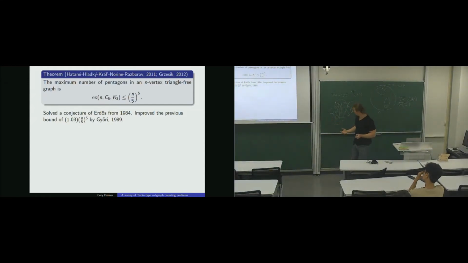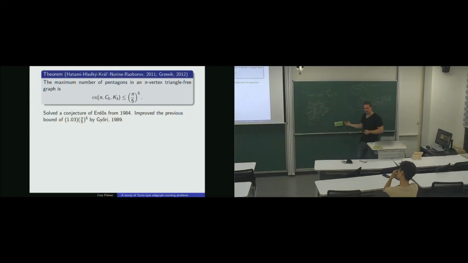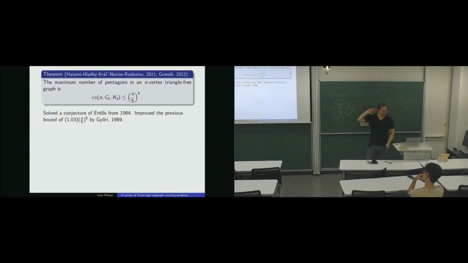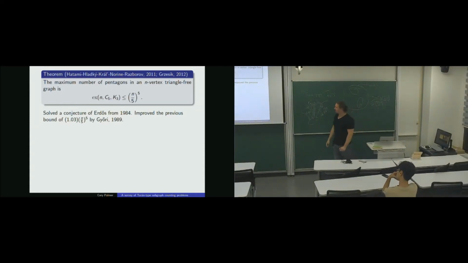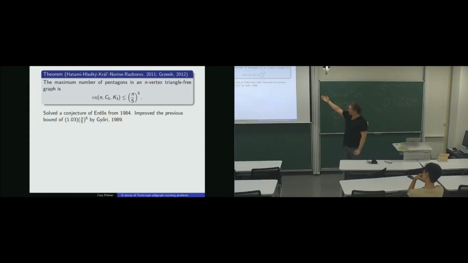And it was a very nice construction. The blow-up of the pentagon was n over 5 to the 5th. And the upper bound here is given by these two groups, working simultaneously, both using flag algebras. To me, the coolest was flag algebras. There's a bunch of cool ones, but I really think this one's awesome. It gives basically the exact result here. There's divisibility issues, of course, but I always assume n is like I want.